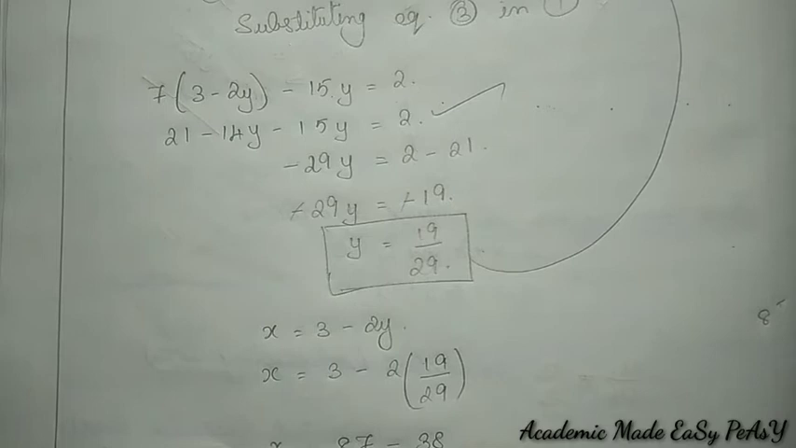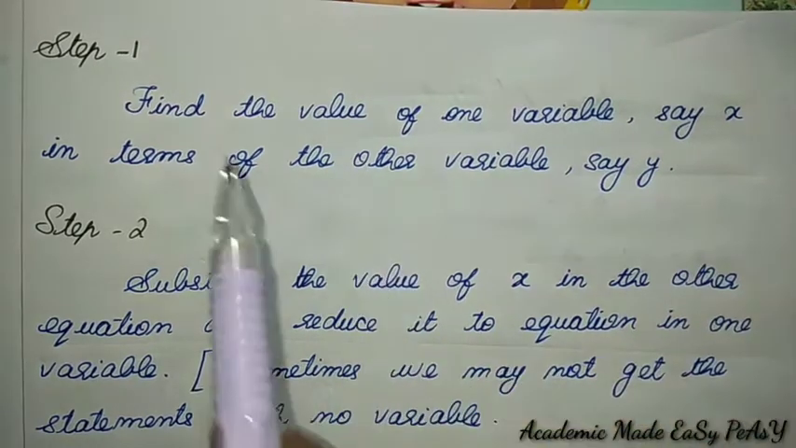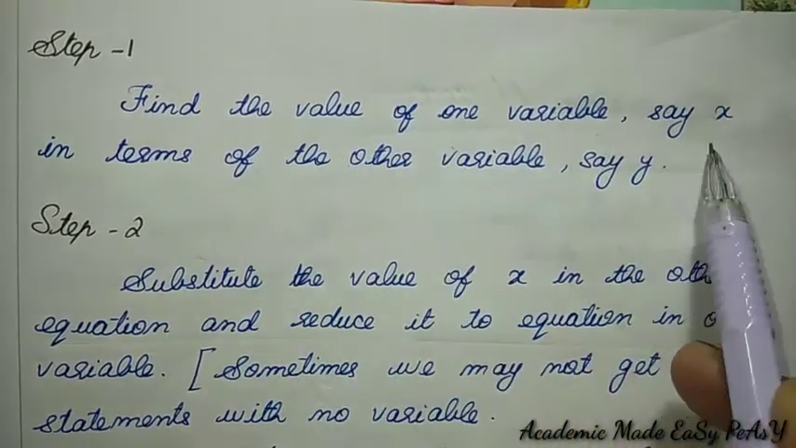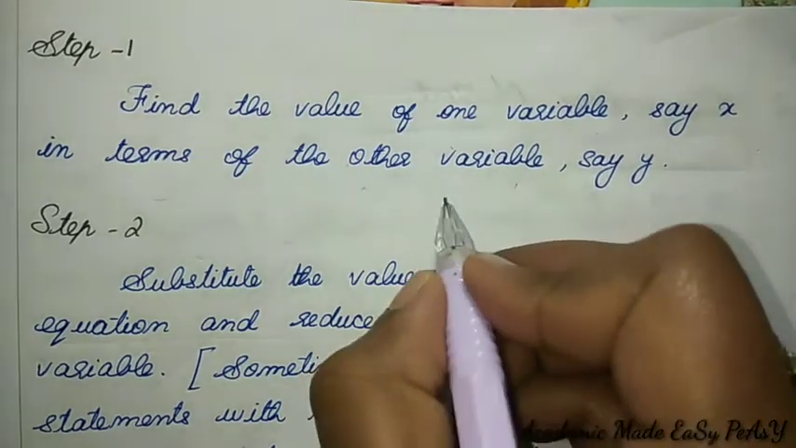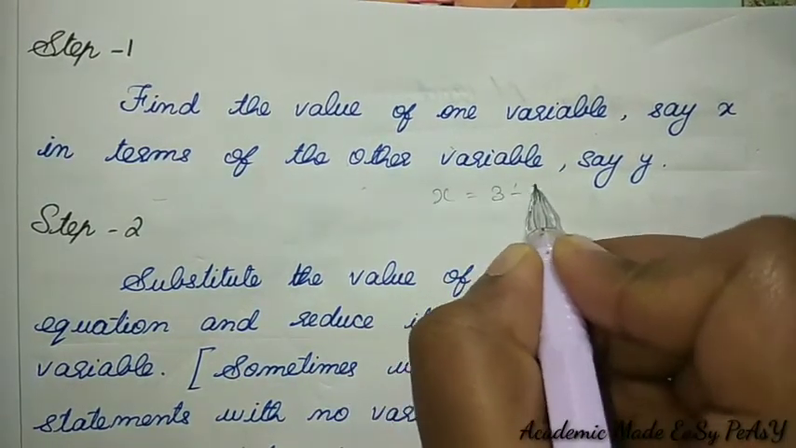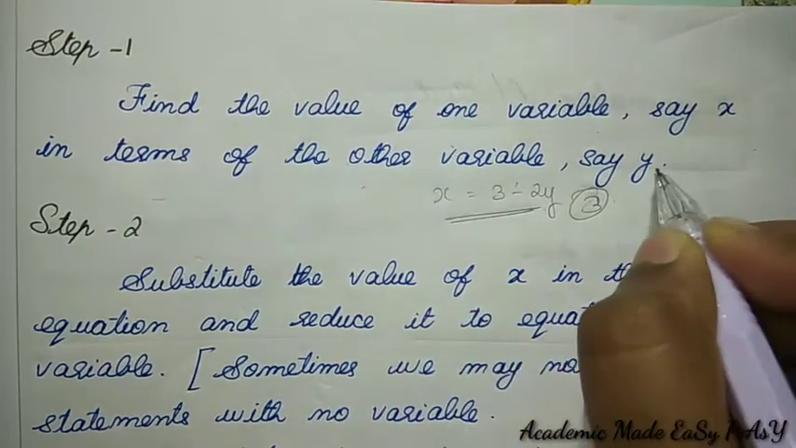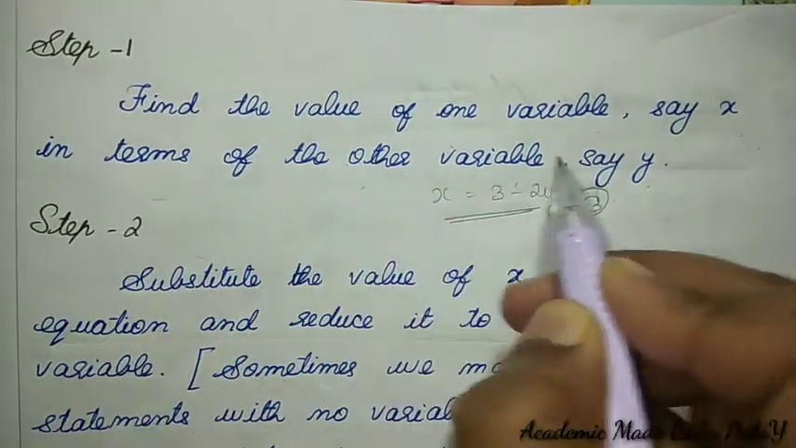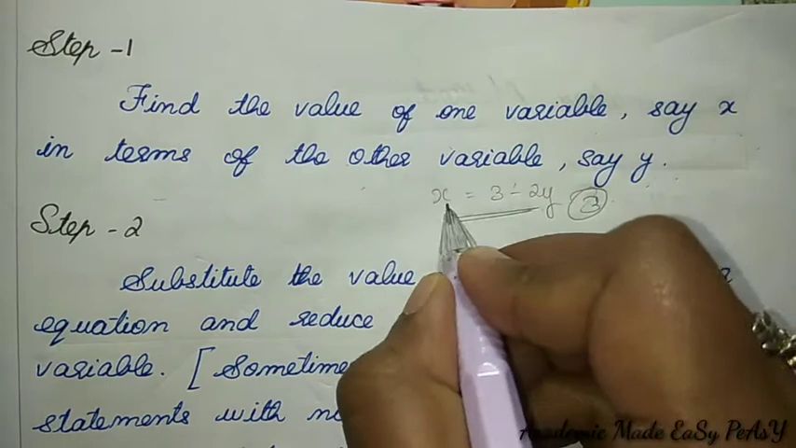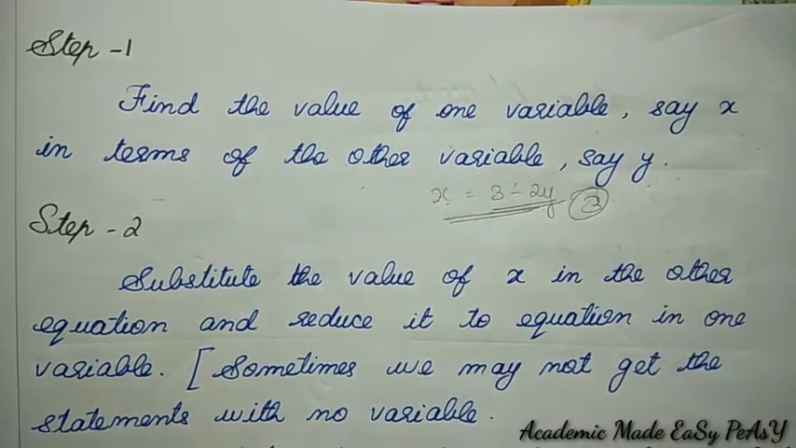Now I will just give you the algorithm. Let's see the algorithm for substitution. Find the value of one variable, say x, in terms of the other variable, say y. We found x is equal to 3 minus 2y, right? In the first step, that was equation 3. That only they have said here. So x is in terms of y. One variable is in terms of the other variable. That only they are saying in step 1.